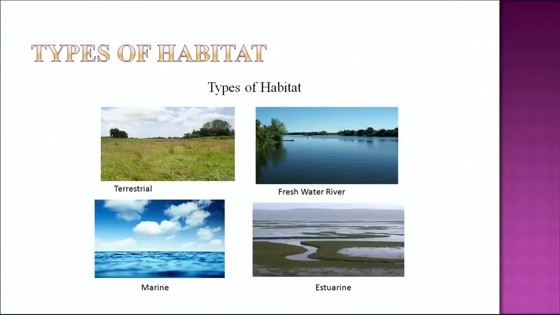In this slide, you can see the types of habitat. You can see terrestrial, where you can see grass and trees. Then you can see freshwater, there you can see a river. Then marine, you can see, and estuarine, where river meets the sea.